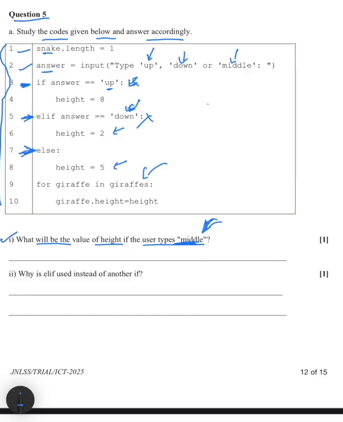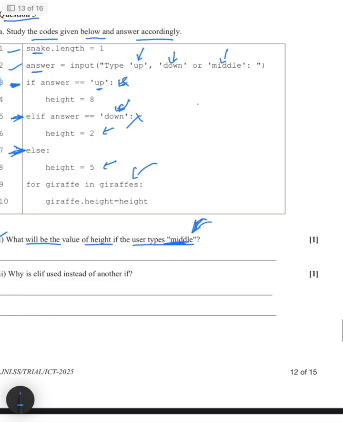So we should say the value of height will be 5 if the user types "middle". Let's put that in inverted commas as it is in the question.